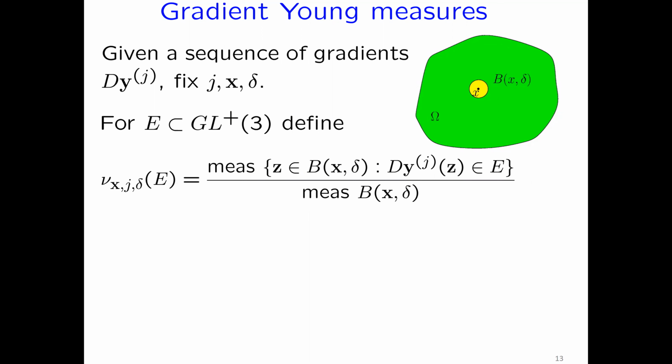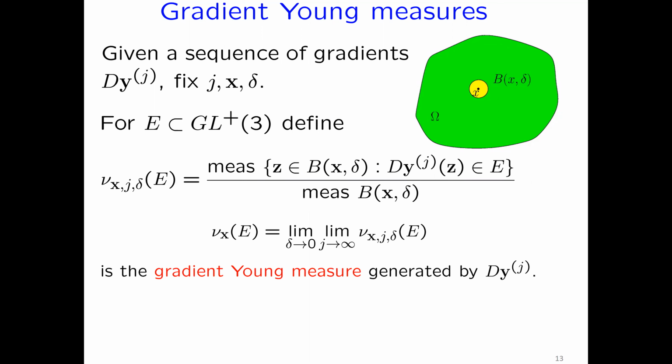Okay. So what we do is we first let j go to infinity. So that will smear out all these oscillations across the ball, hopefully. And then we localize it by letting the radius go to 0. Okay. And then we should get something, if we're lucky, that depends only on x. Okay. And that is the so-called gradient Young measure that's generated by Dy_j.